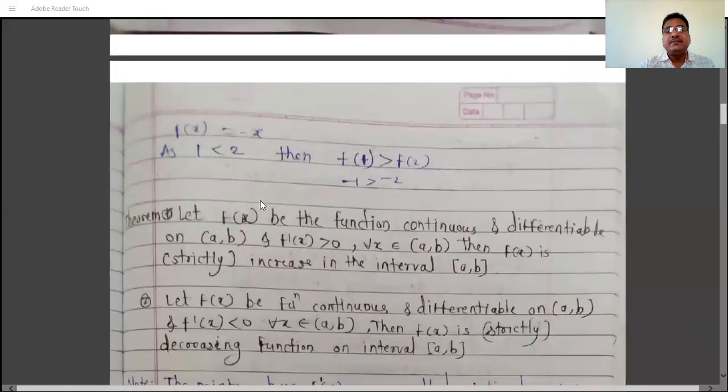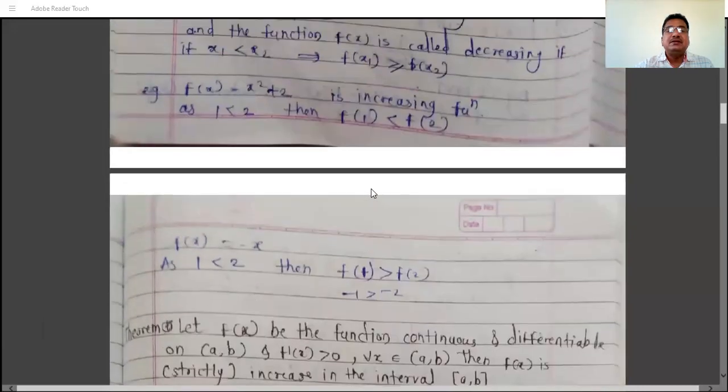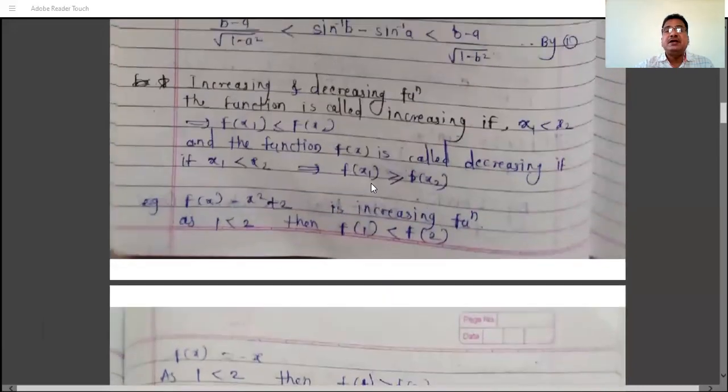This function is a decreasing function. 1 is strictly less than 2, but what we have, f of 1? F of 1 is minus 1. And f of 2 is what? Is minus 2. And we know that minus 1 is greater than minus 2. So f of 1 is greater than f of 2. So the less than sign becomes greater than, and therefore this f(x) equal to minus x is a decreasing function, or strictly decreasing function. So these are the definitions of increasing function and decreasing function.